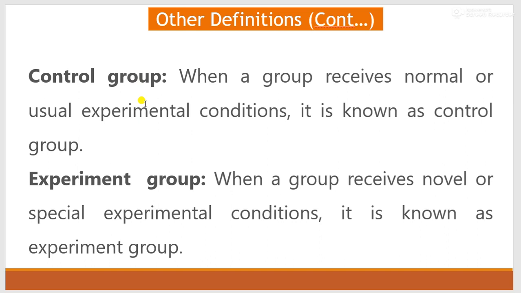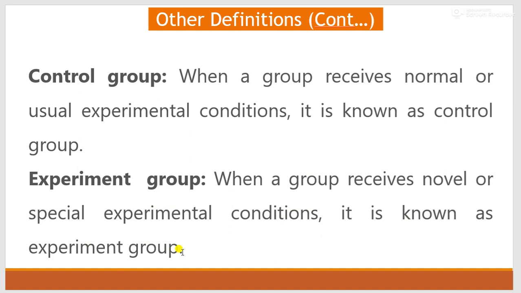Next is the control group. A group which receives normal or usual experimental conditions is known as the control group. Experiment group: when a group receives novel or special experimental conditions, it is known as the experiment group. As we know, in any study we use a control group.